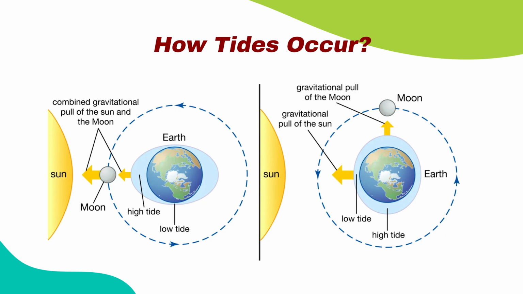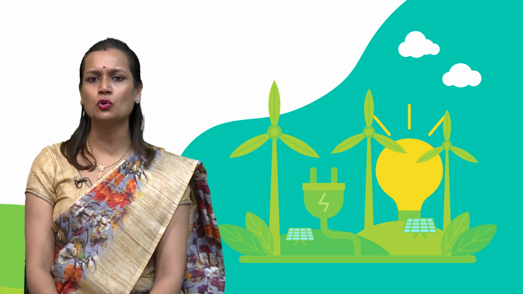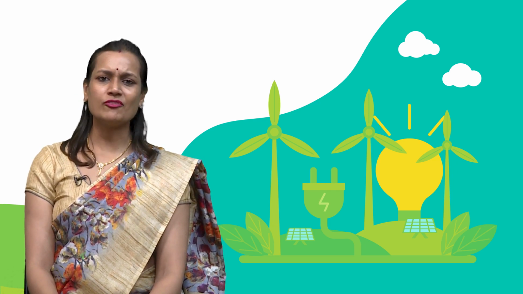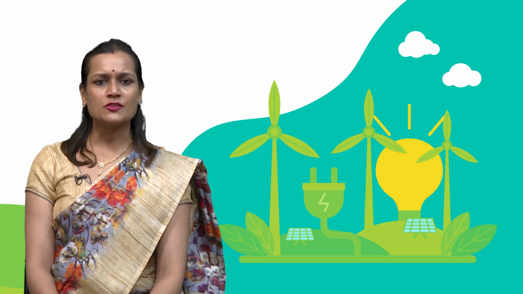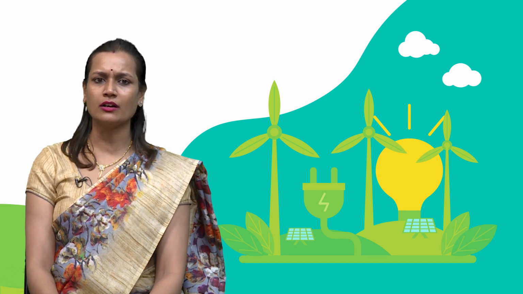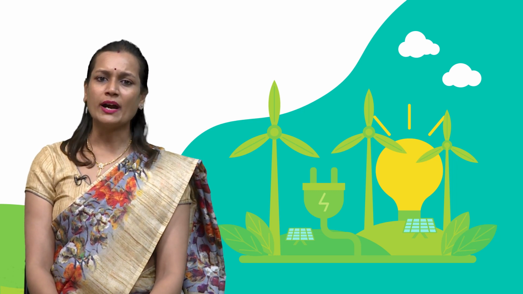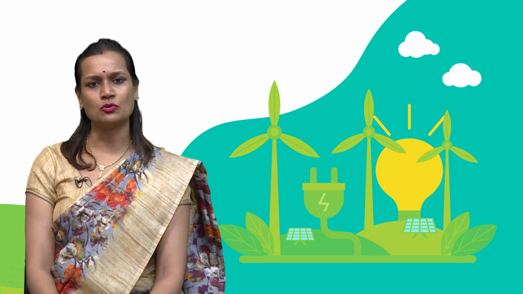Third, Earth's rotation. As Earth rotates on its axis, locations on the Earth's surface move through the two tidal bulges. This movement results in two high tides and two low tides occurring roughly every 24 hours and 50 minutes. This is because it takes slightly longer for a specific location on Earth to rotate from one tidal bulge to the next due to the moon's orbital motion.